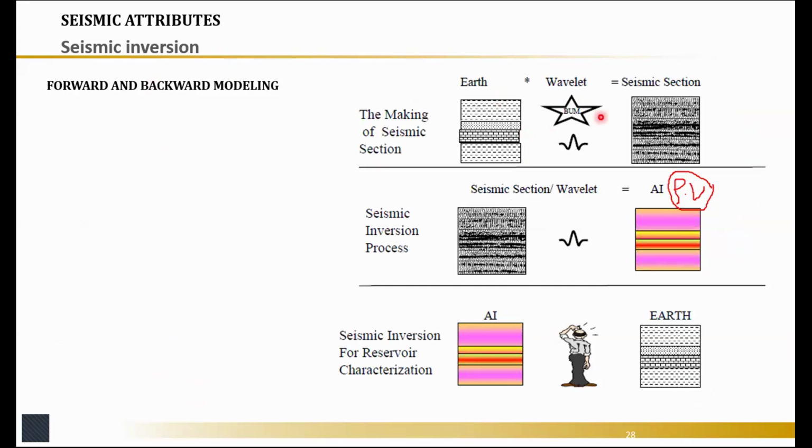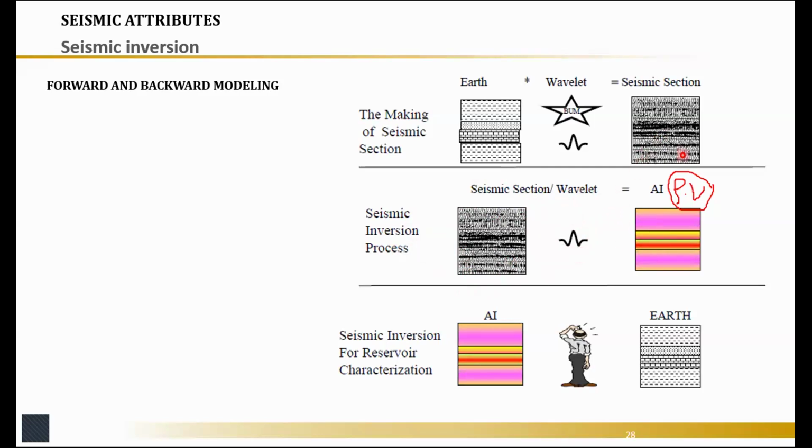As for seismic inversion, just a quick look: we have forward and backward modeling as an attribute. This is what we have in the seismic section. You have the earth, and you send waves from the source, and then you come up with the seismic section. When you have the seismic section and you need to retrieve the geology, you remove the wavelet. So we do seismic inversion.